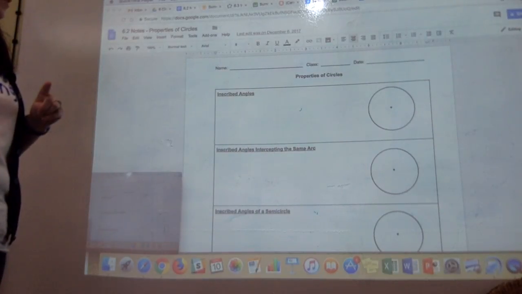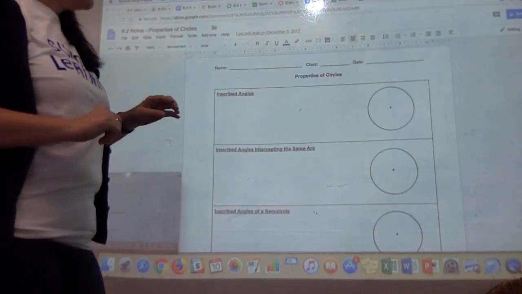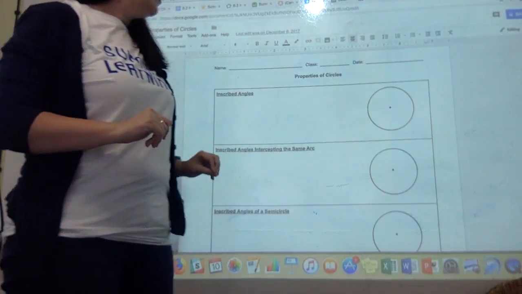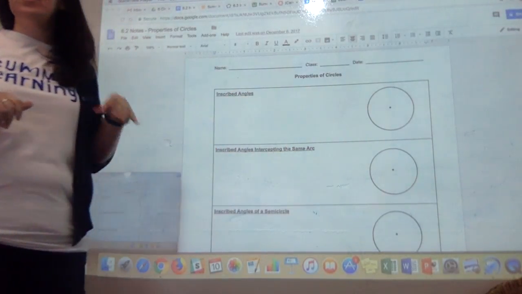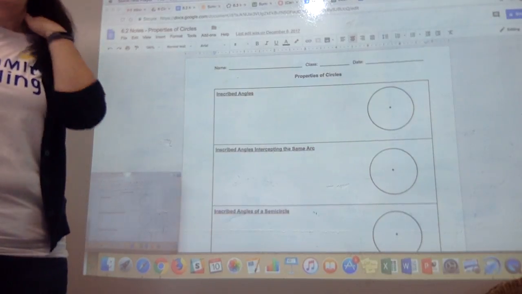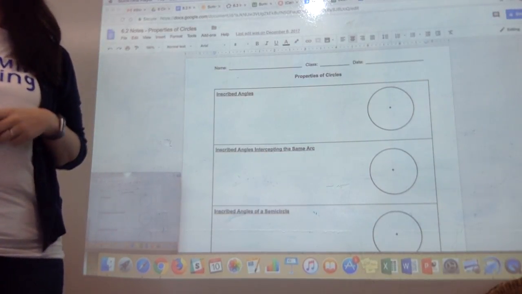The first one we're going to talk about is an inscribed angle. If you want to, you can put definitions and draw pictures in here, whatever you feel like you need to do.